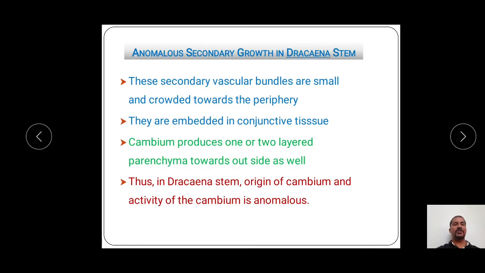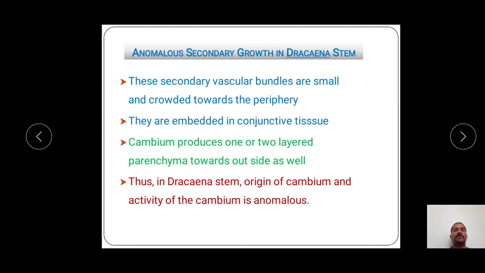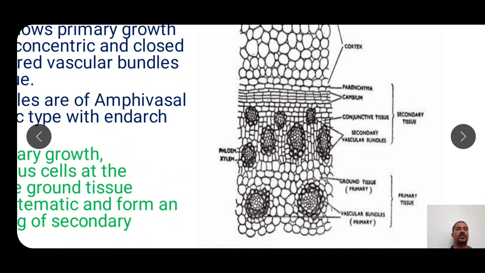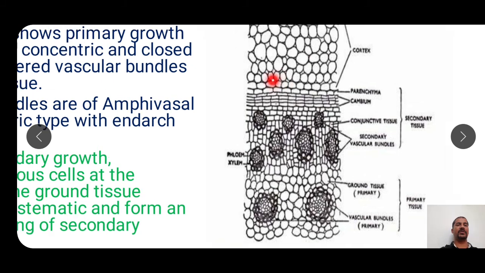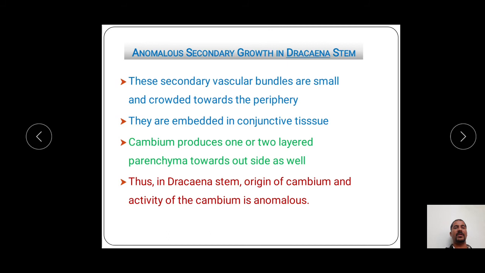The cambium produces one or two layered parenchyma towards the outside as well. In this diagram, you can see here there is a layer of parenchyma formed outside the cambium. Thus, in Dracaena stem, the origin of cambium and the activity of the cambium is anomalous.